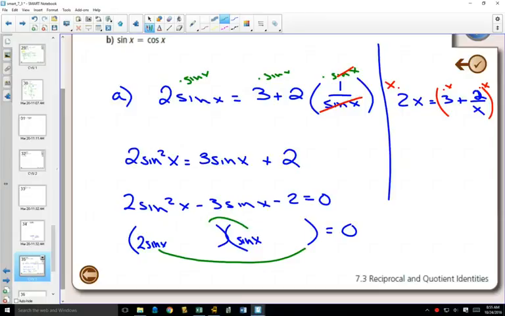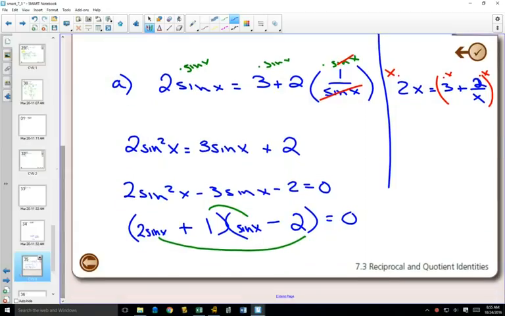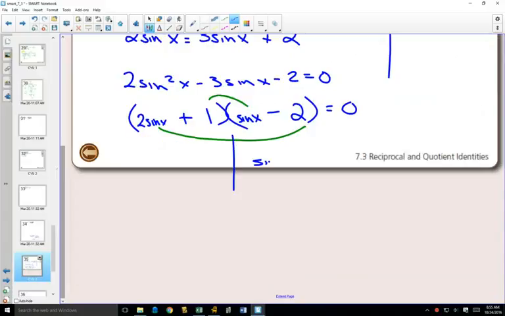Can you see why 2 and 1 is going to be bad? Because my outside's 2, my inside's 2, and 2 and 2 never make 3. But if I make my outside 2 and my inside 1, I'm going to get 4 and 1. And I need to get a minus 3, so I would want my 4 to be minus and my 1 to be plus. So what does that give us? That gives us that sine x could equal 2, and here sine x could equal negative a half.